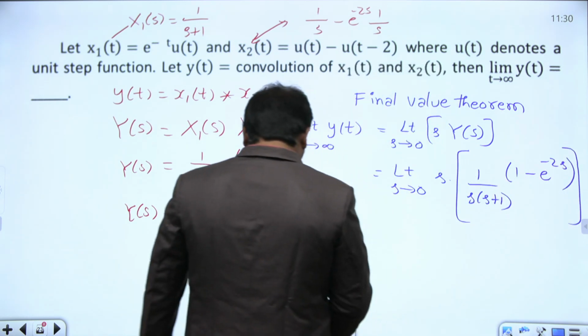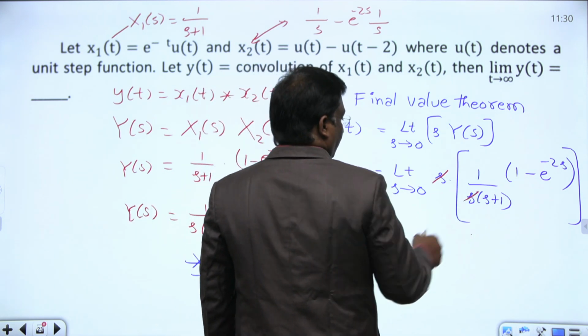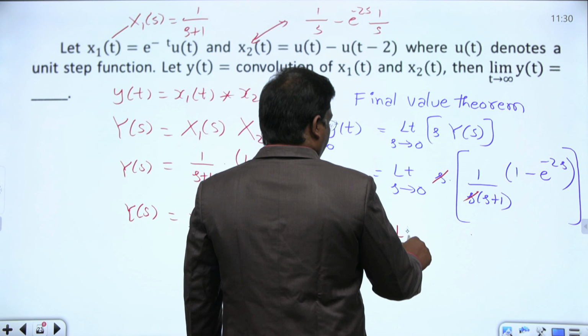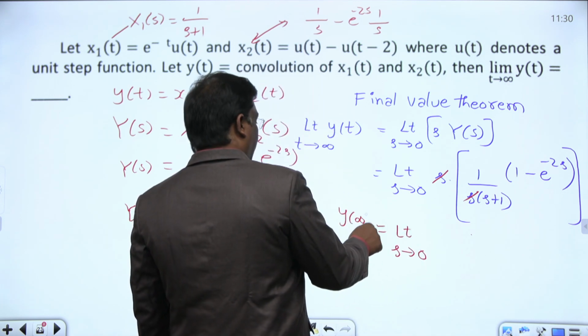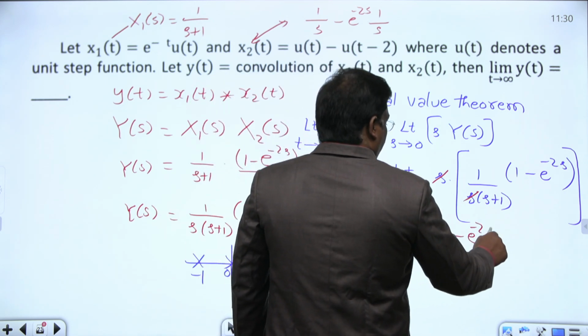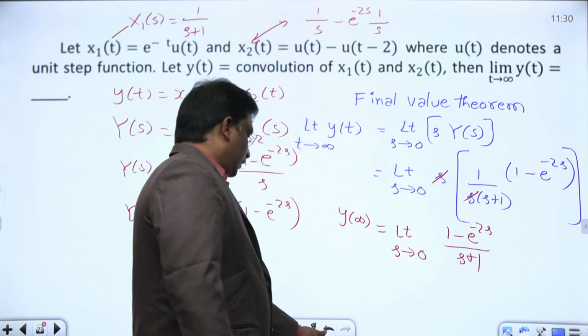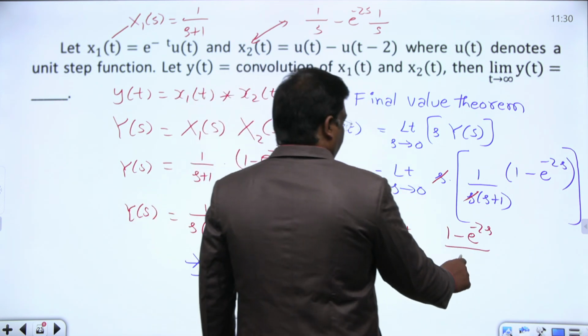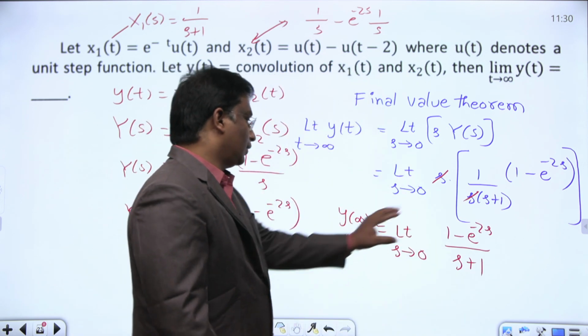Okay, anything getting cancelled here? This is getting cancelled, and the limit s tends to 0. This is the y of infinity value we are trying to calculate: y of 1 minus e power minus 2s by s plus 1. I am not getting any 0 by 0, so I will substitute the value s equals 0 here.